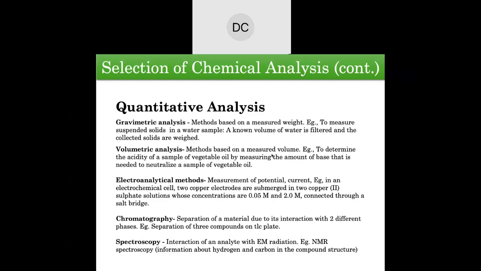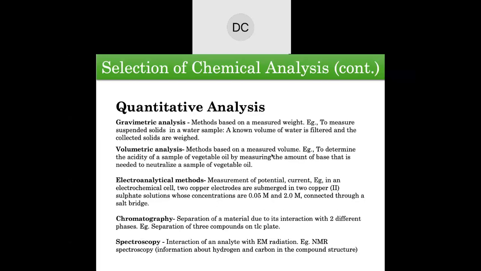Whereas the electroanalytical method, it measures in terms of potential or current. Dia melibatkan current. So electroanalytical involves electrons, electrochemical cells. For example, in an electrochemical cell, 2 copper electrodes are submerged into copper sulfate solution. Dia ada 0.05 molar and 2 molar. So connect through a salt bridge. So dia nak tengok berapa dia punya potential or current. So that is what we call electroanalytical method. So daripada concentration tu kita boleh tengok perbezaan current dia.